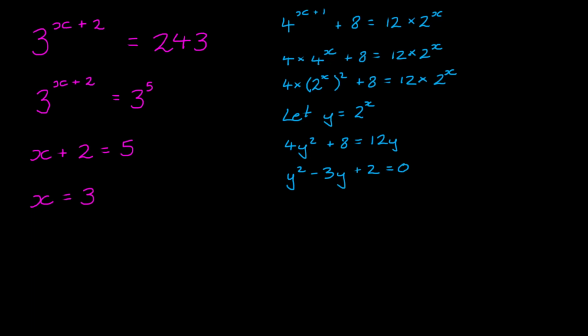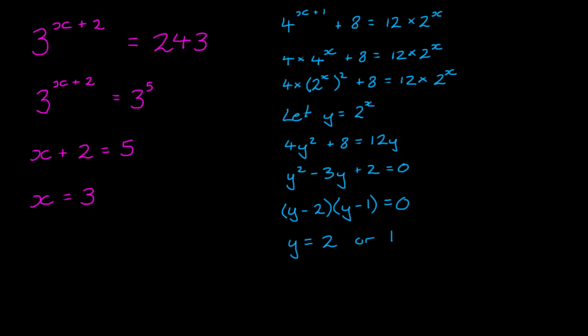And we can solve this as (y minus 2)(y minus 1) equals 0, because negative 2 and negative 1 multiply to give 2, and negative 2 and negative 1 add to give negative 3. And this gives us our solutions, y equals either 2 or 1.